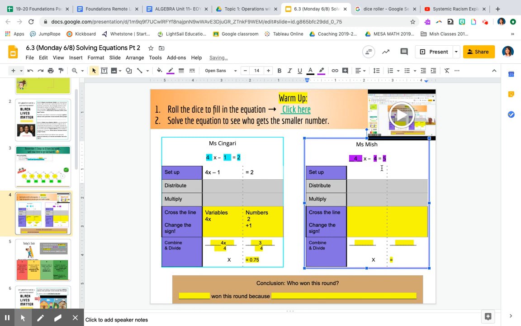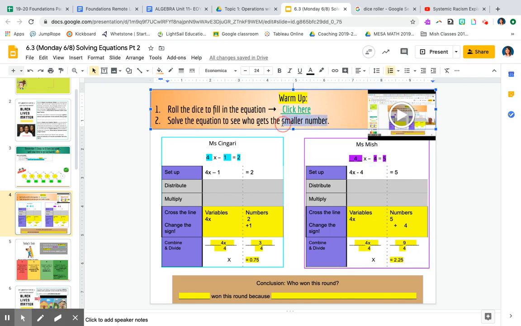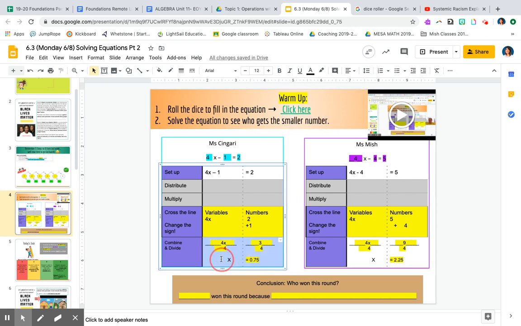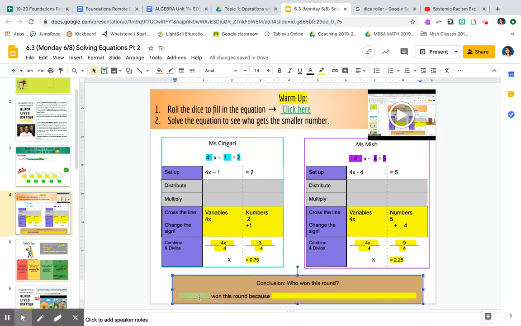All right, I'm going to go ahead and solve. All right, what did you get for my equation? I got x equals 2.25. Oh, man. Our goal was to get the smallest number. Who has the smallest number? Miss Sangari, 0.75, or Miss Mish, 2.25? Darn, Miss Sangari beat me. The reason why she beat me is because 0.75 is smaller than 2.25.